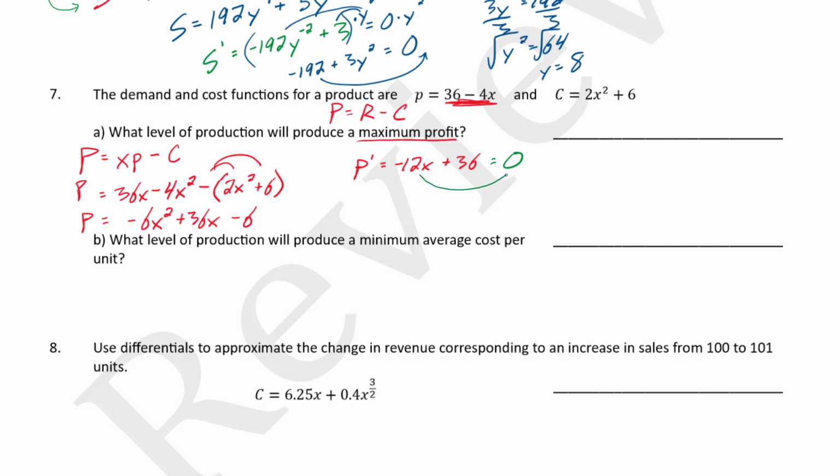To me, it seems like adding the 12x that way would make the most sense, just so I have positive stuff going on. So adding 12x would make that happen, and then divide by 12. We get an x value of 3. So apparently the level of production, if I could speak, would be 3 units, would technically be maximizing our profit.